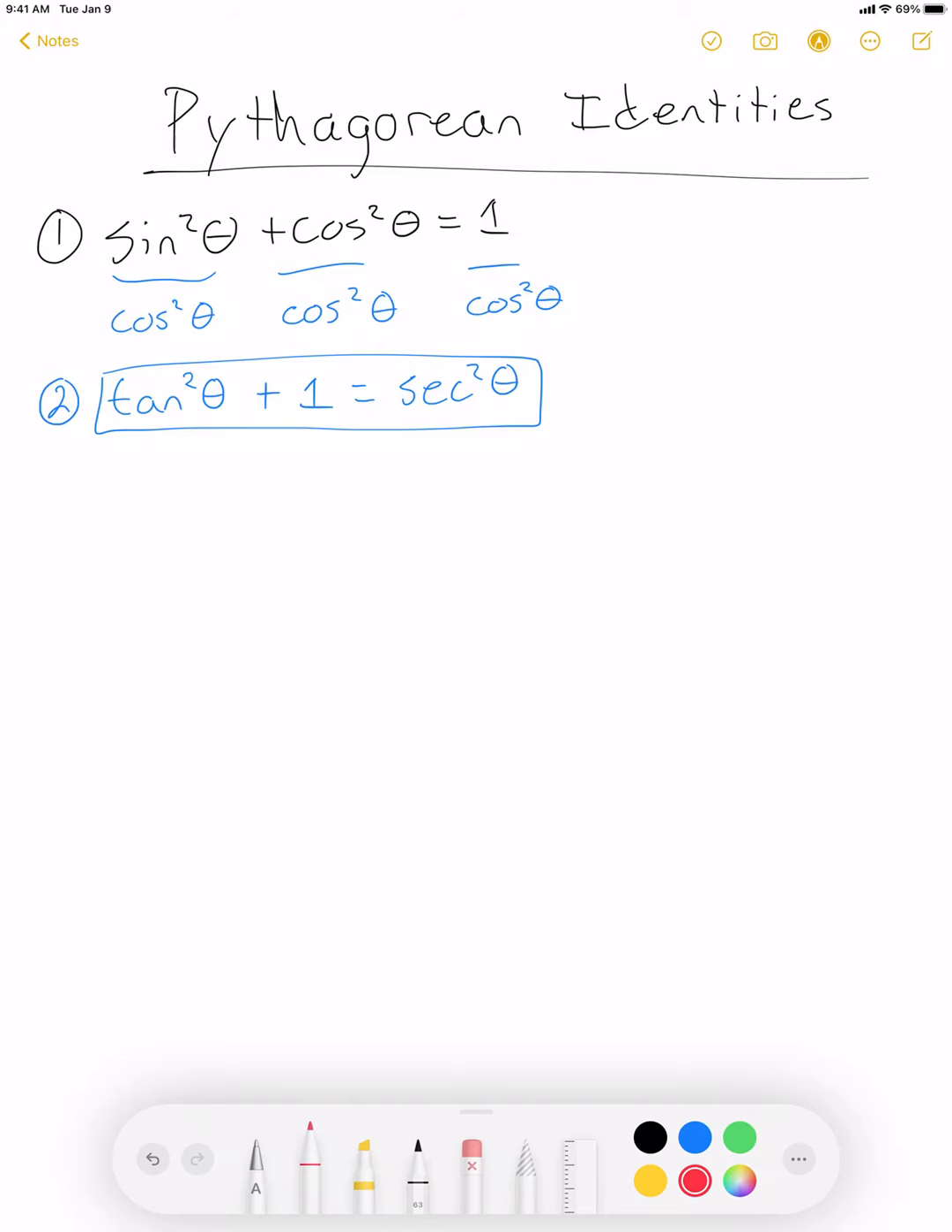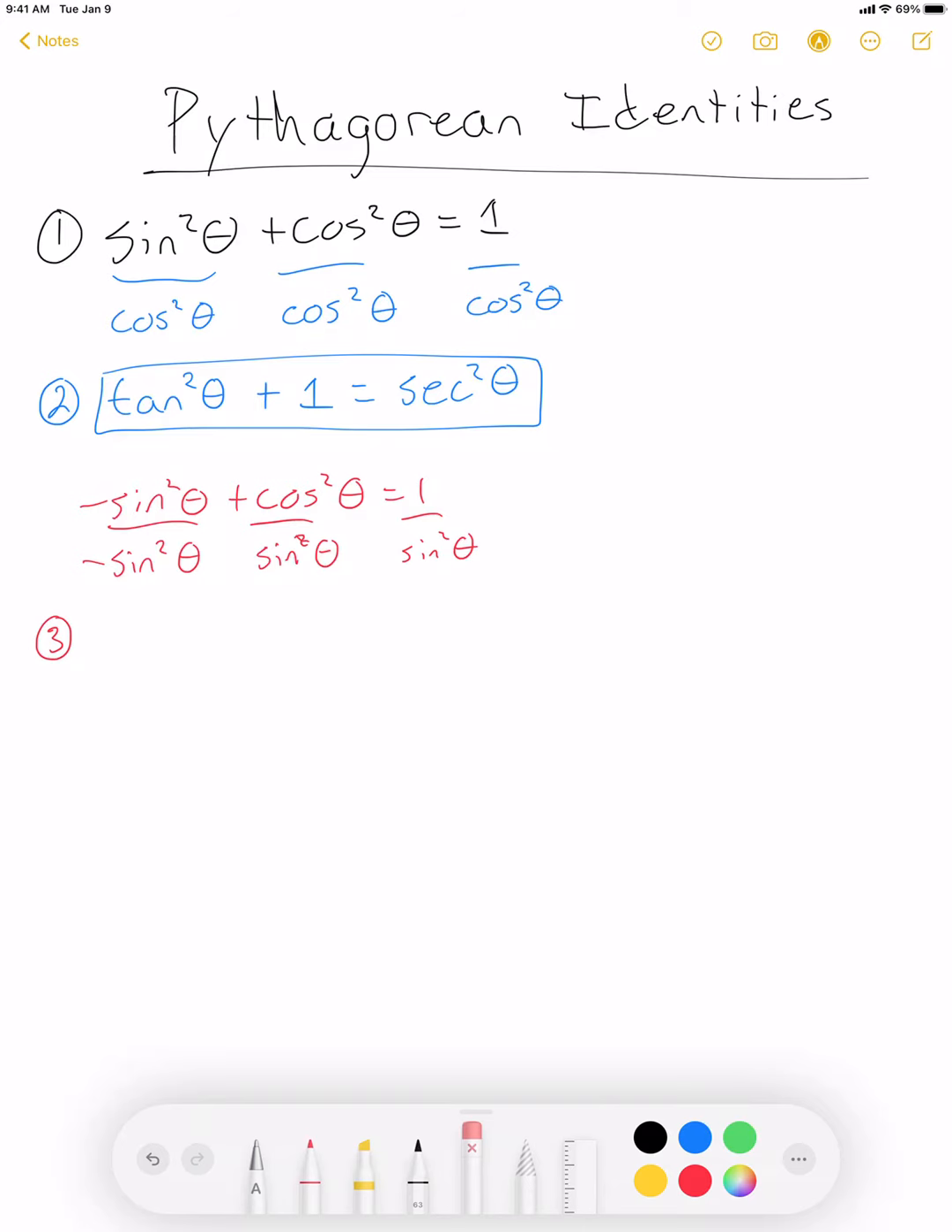Then to find our third identity, we're going to take our original function, sine squared theta plus cosine squared theta equals 1. And what we're going to do is divide each term by sine squared theta. And what that's going to do is give us our third Pythagorean identity. Anything divided by itself is going to be 1.